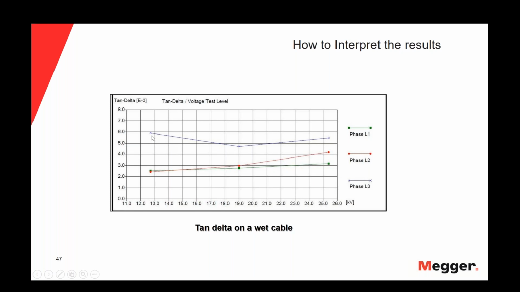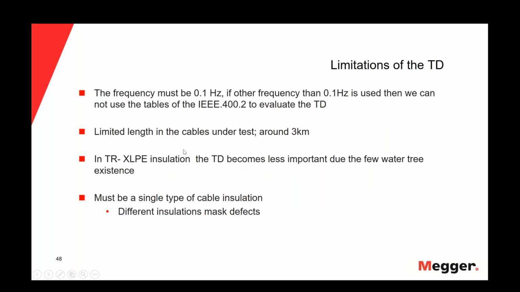What happened here is that we start with a lot of water in the cable, the cable was wet, and when we start the tan delta test, we put some current in the cable, and that current evaporated the water. For that reason we are getting a little better tan delta in the first half of the test, and in the last half of the test is what we will say normal behavior for the tan delta test.